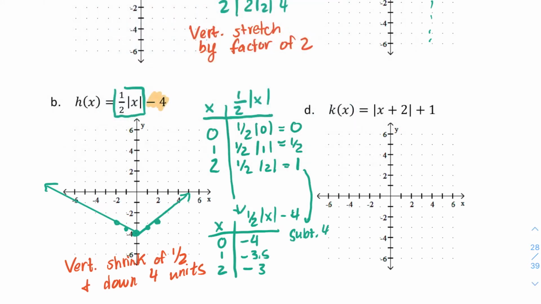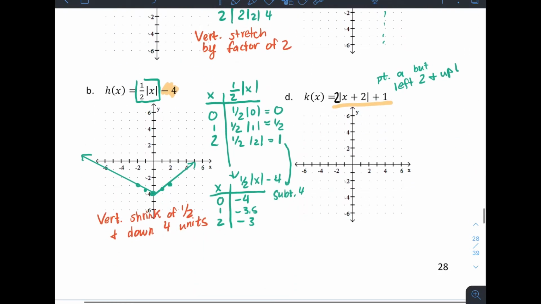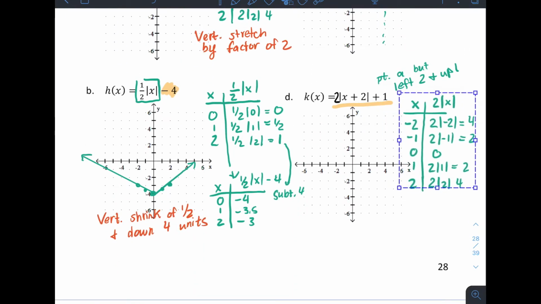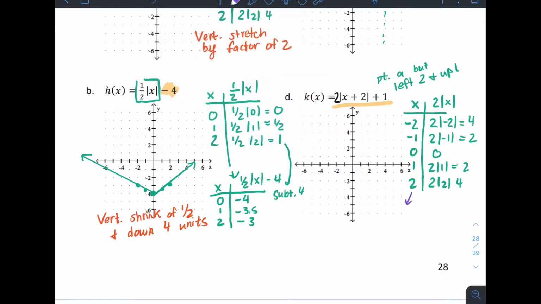On K, I edited a little bit. This is really part A, 2 times the absolute value of x, except it is translated left 2 and up 1. So I'm going to use my previous work. I like to always, on my transformations, if I can use something I already have, I want to use it. So I'm going to copy my table of values from part A, and then just change those coordinates so that everything is translated left 2 and up 1.